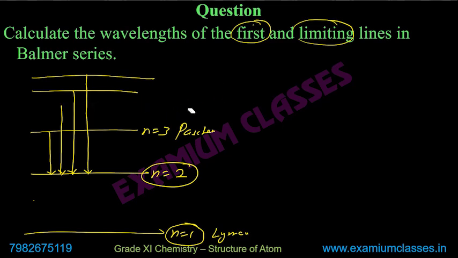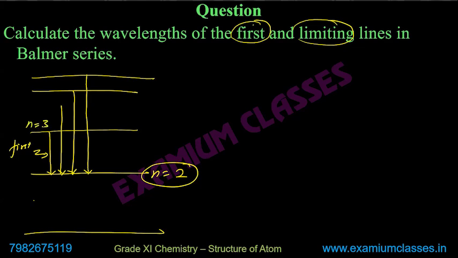So if first line is said, it means it is the first transition, the nearest transition. So this is the first line. It means the first transition will be from n equals 3 to n equals 2. And the limiting transition is the transition from infinity. So if it is from n equals infinity to 2, that will be limiting. So you know what n1 you need to use here.